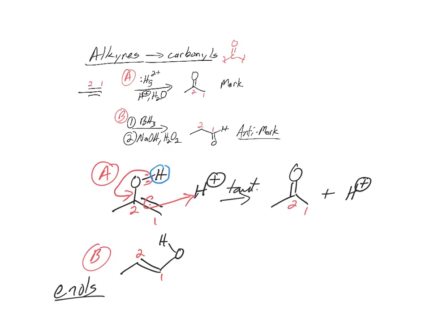Carbon 1, carbon 2. It might be easier for you to remember: look where the OH ended up. In mercury with alkenes, where does the OH end up? On the more substituted carbon, right? Does the OH end up on the more substituted carbon here? Yes. It's just there's another pi bond here, because this is an alkyne. It has 2 pi bonds.